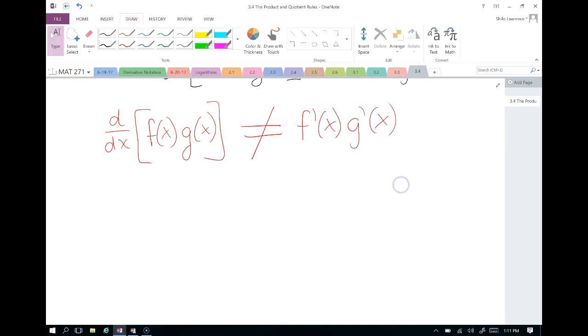So let's start with the product rule, and then we'll go on to the quotient rule, and we're also going to look at some problems where they're mixed together. And I'm going to give you a suggestion on how to keep this nice and organized in case we see some more difficult problems.